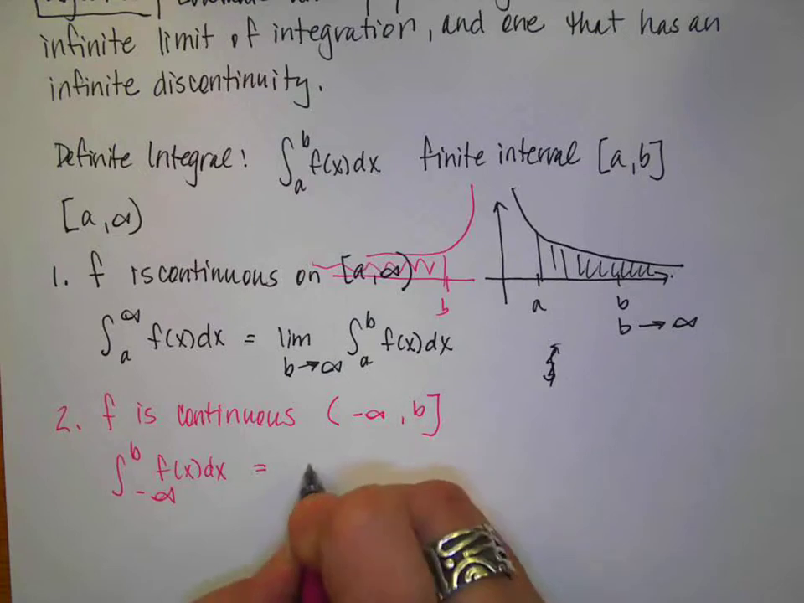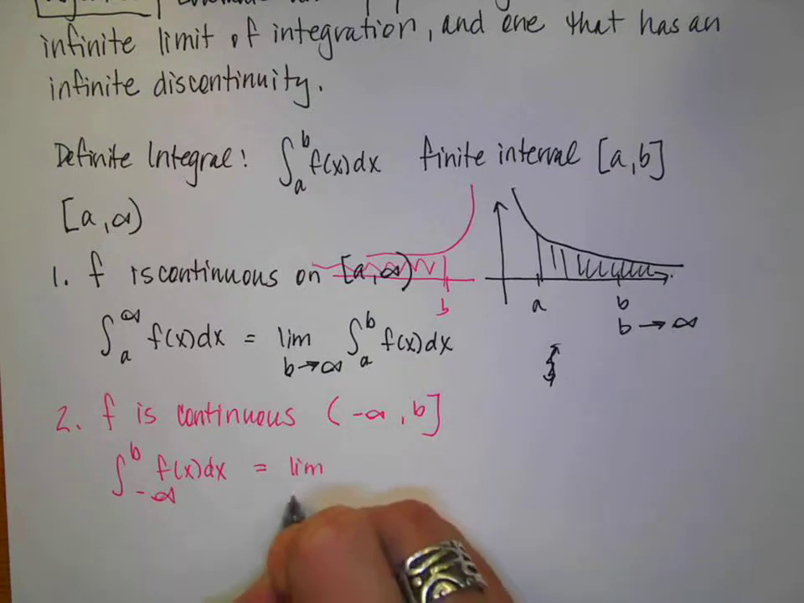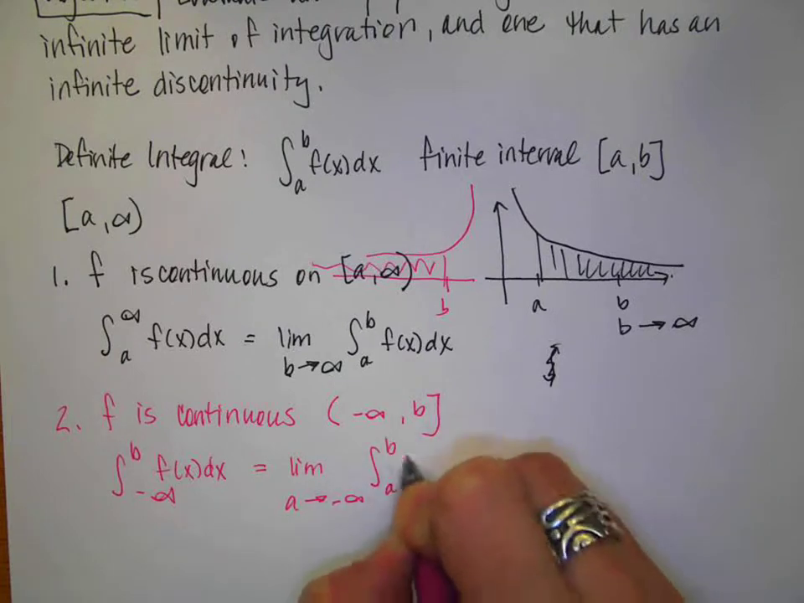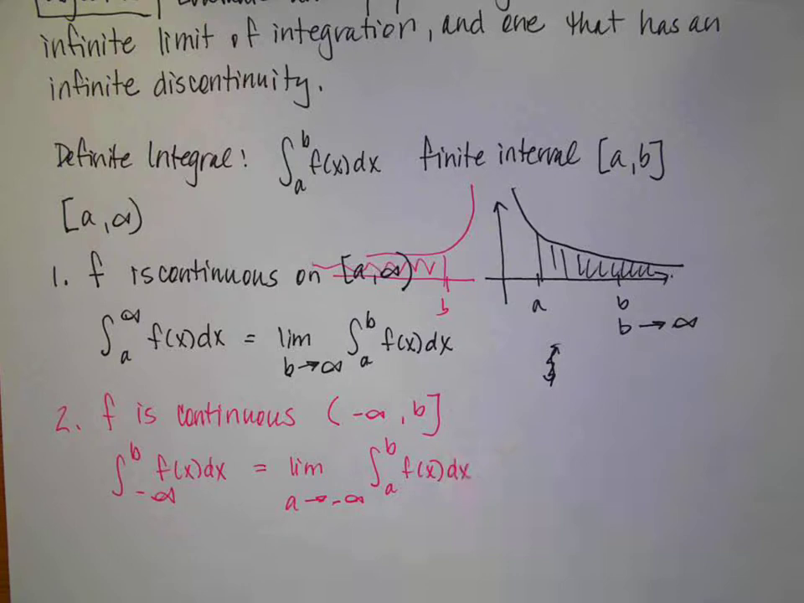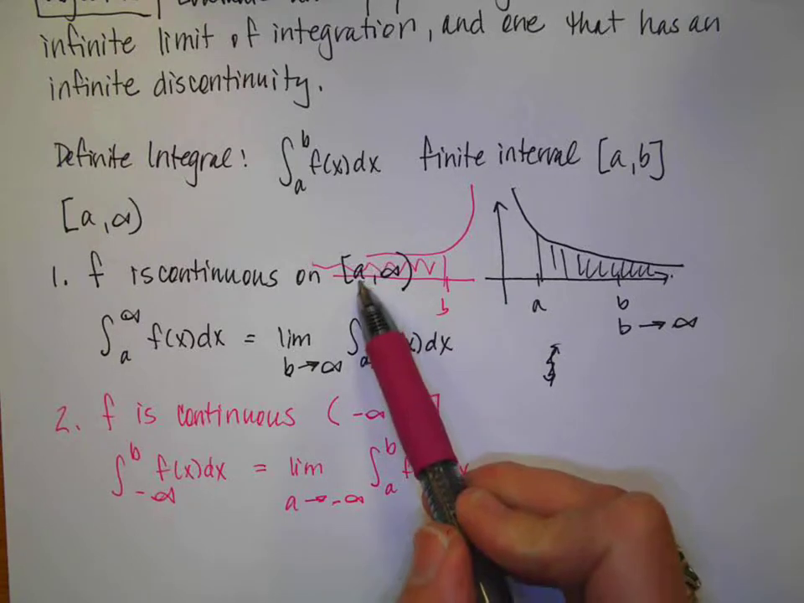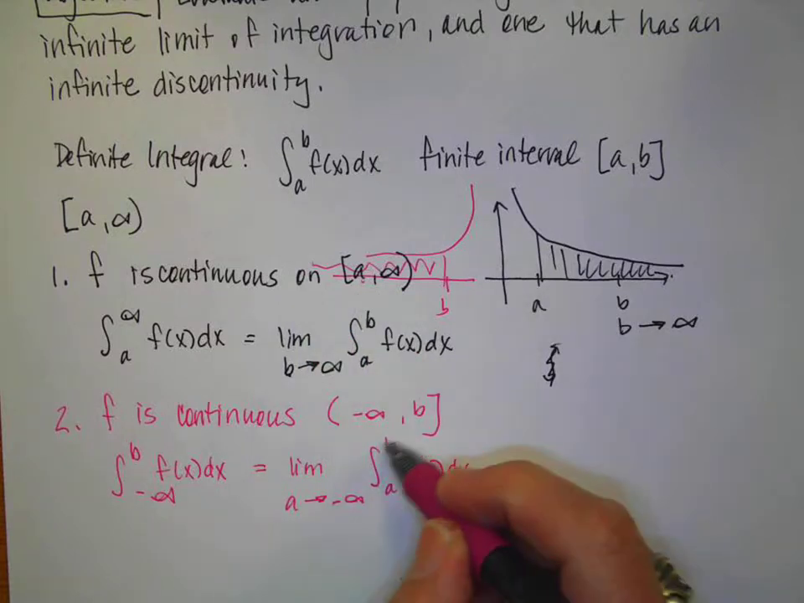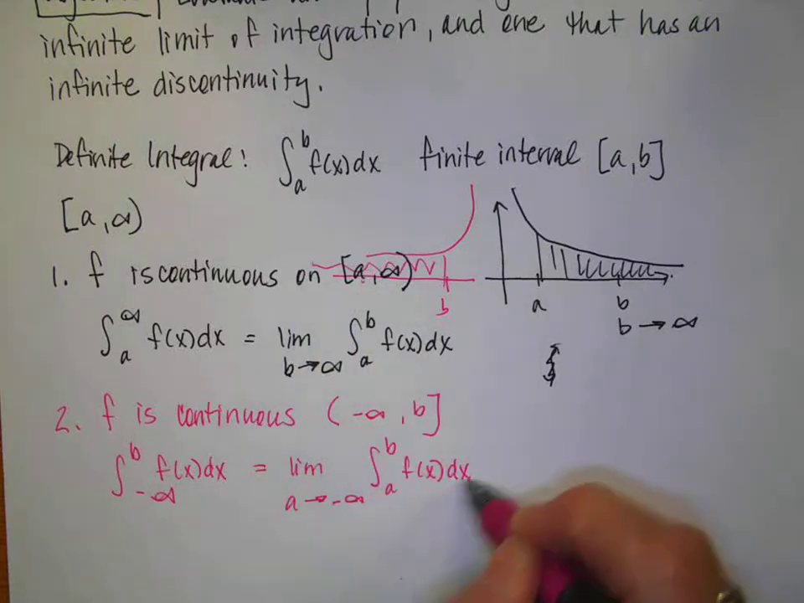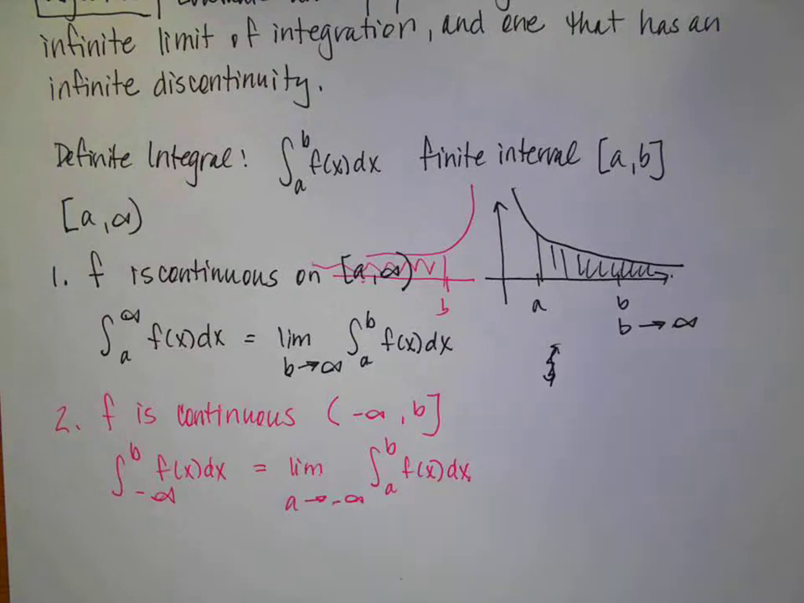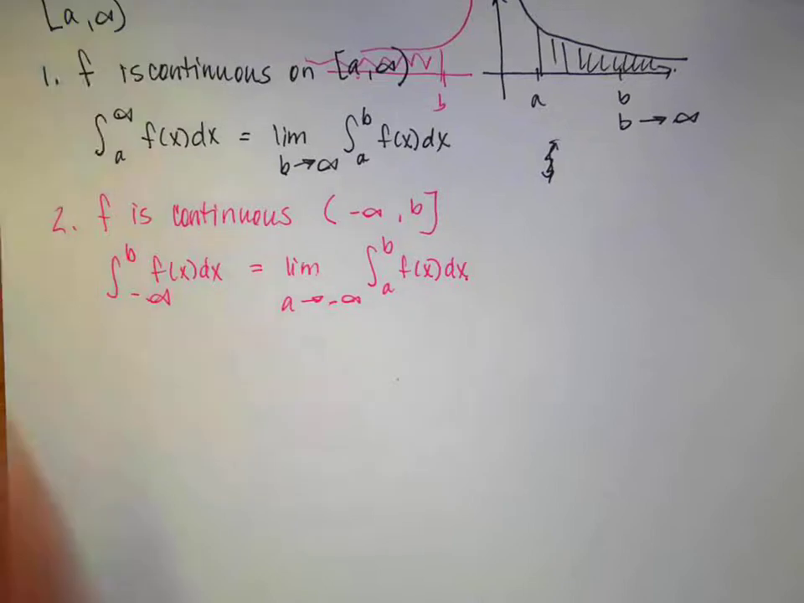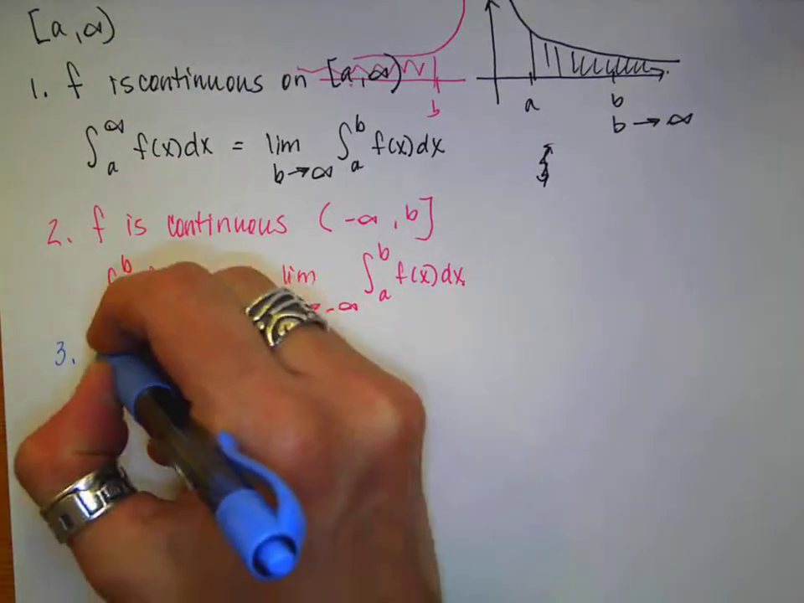So then we're going to rewrite this as the limit as a approaches negative infinity of the integral from a to b of f of x dx. And again, I would put my a over here, and it would approach negative infinity, because then I can evaluate the integral, and then I can take the limit as a approaches negative infinity. So it is a way of managing our integrals that aren't behaving like they're supposed to. So then I also have a third situation.